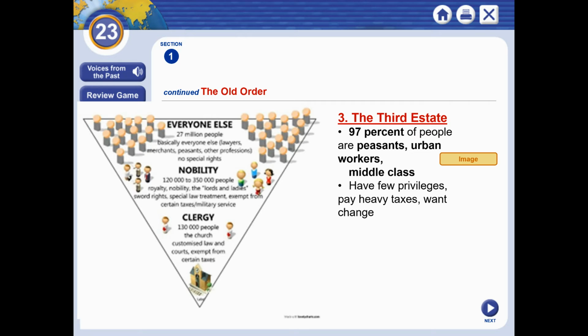Peasants and urban poor resented the clergy and the nobles because they had privileges and got special treatment. The heavily taxed, discontented, and angry third estate was really eager for change, and you can probably understand that.